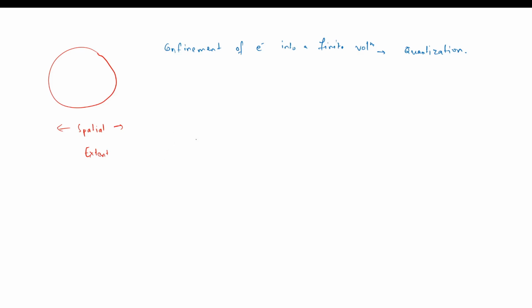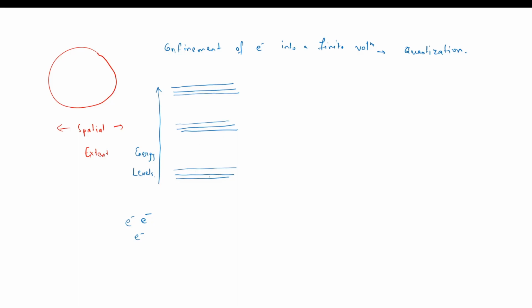But now, let's say this is some band structure of electrons in that finite volume. If you bring another electron, then each level will hold two. So these are the energy levels, and these energy levels are quantized because the particles are confined in a finite volume. If you have three electrons, there will be some kind of breaking of degeneracy, and you will have three lines.